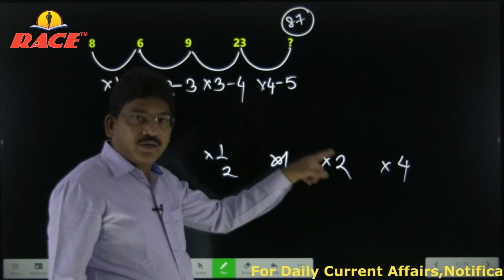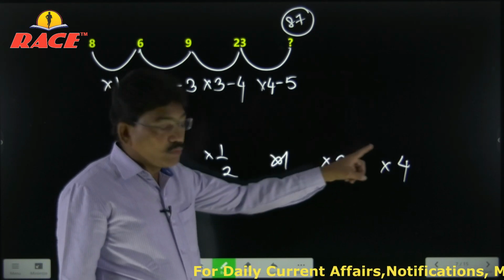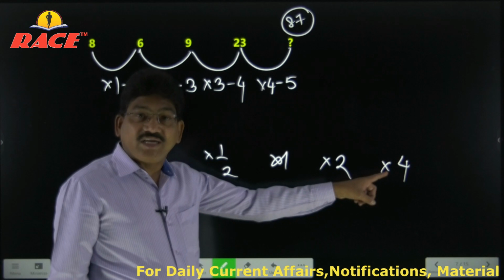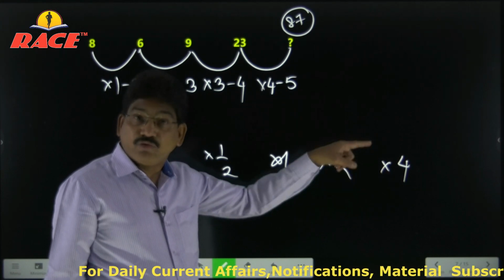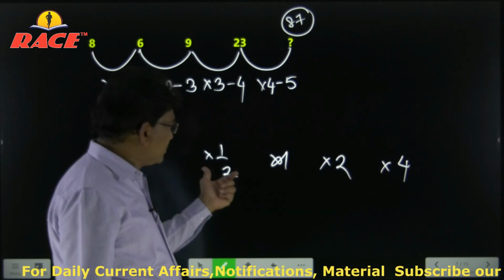Into 2 is double. Double of 1 is 2. Next after 2, students generally think that it is into 3. It is not into 3, it should be into 4. Into 3 something else will be there.